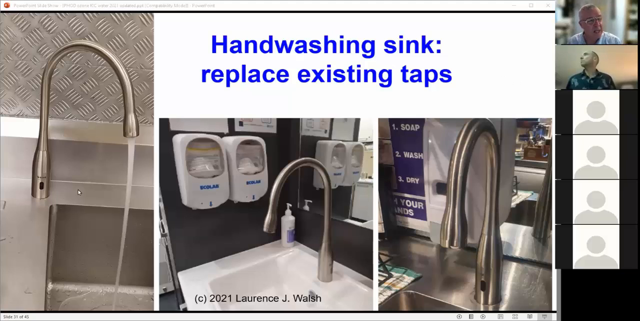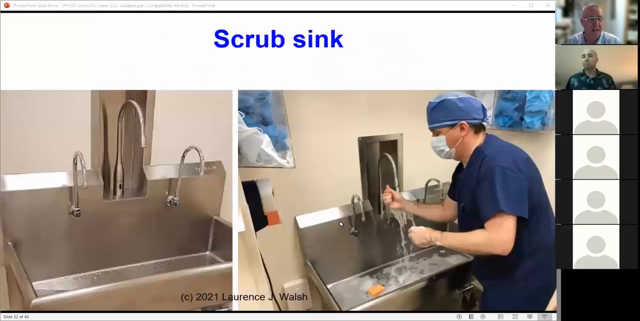So in that case, it could actually be just a replacement. And that's what these three installations here are. They're just a direct replacement scenario. Or if your practice has a scrub sink, you can add that on to the existing scrub sink. So you've got that there as well. And you can use that while you're doing your surgical scrub with your antimicrobial soap, if you want to do that.